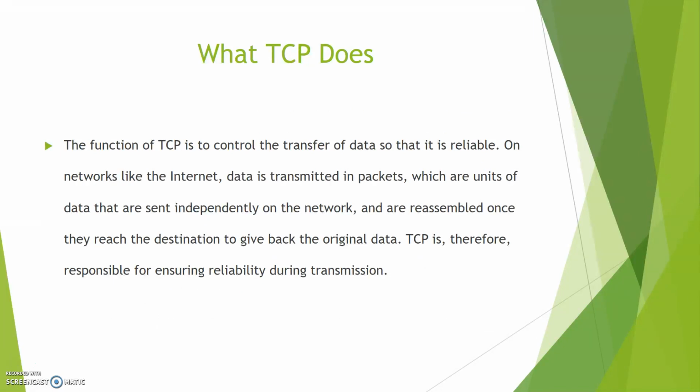Now, getting into the meat of what TCP actually does. The function of TCP is to control the transfer of data in a way that is reliable. On networks like the internet, data is transmitted in packets, which are basically units of data that are sent independently on the network, and once they arrive at their destination, they're reassembled in order to give back the original data. TCP is therefore responsible for ensuring reliability during transmission. That's the main job of TCP.